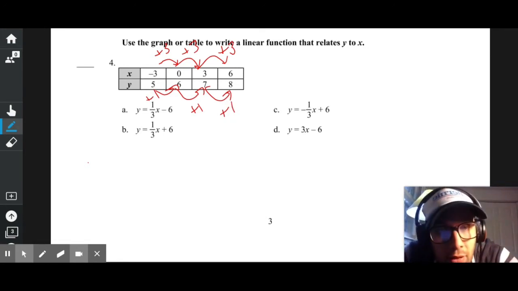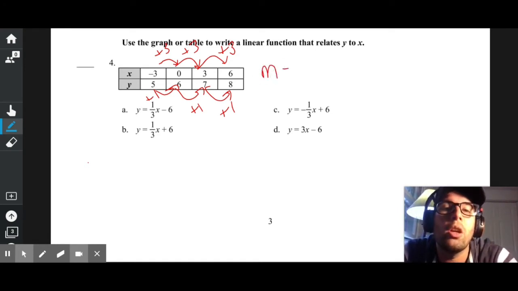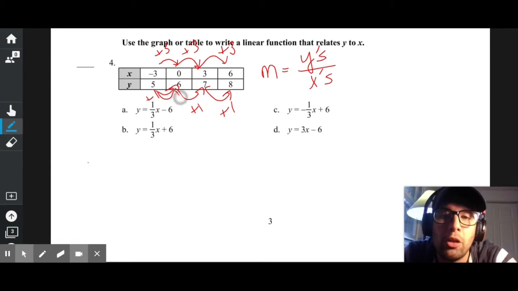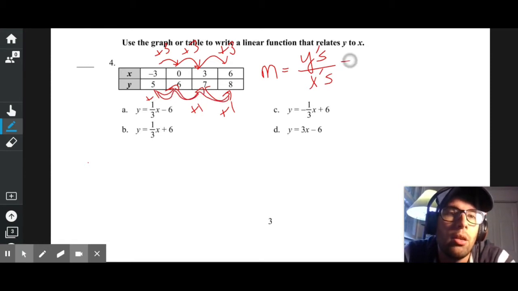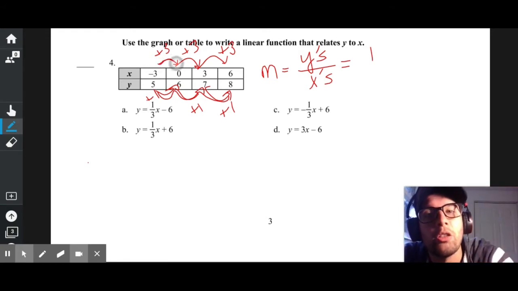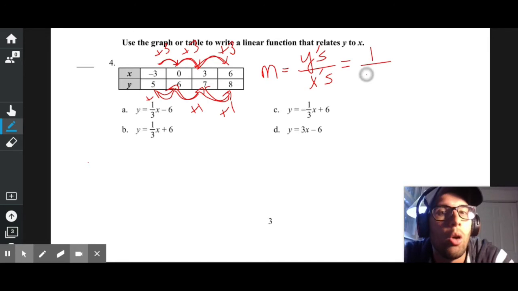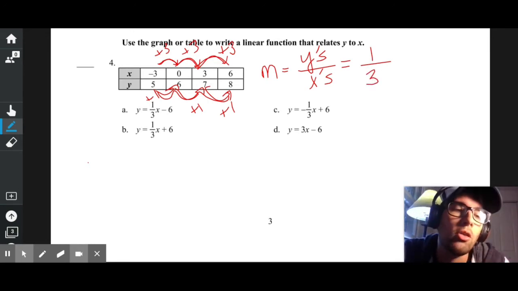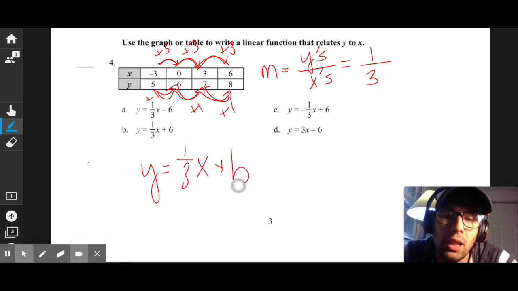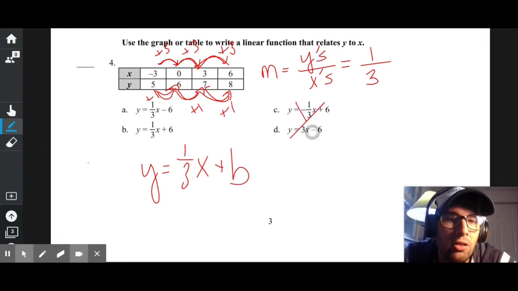So what that means is my slope, or my rate of change, is the change in the y's over the change in the x's. Okay, my change in the y's over here was plus 1, plus 1, plus 1. So my change in y's is positive 1. My change in x values is plus 3, plus 3, plus 3. So over 3. So if I were to turn this into slope-intercept form, what I have so far is y equals 1/3 x plus b. So that eliminates these guys.